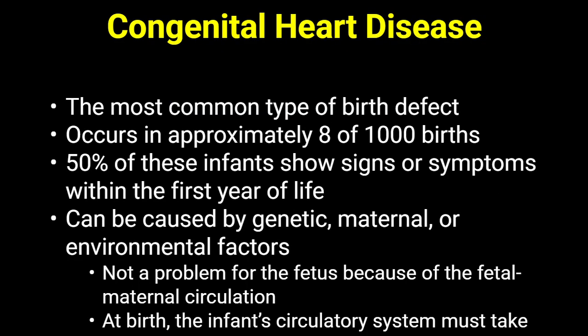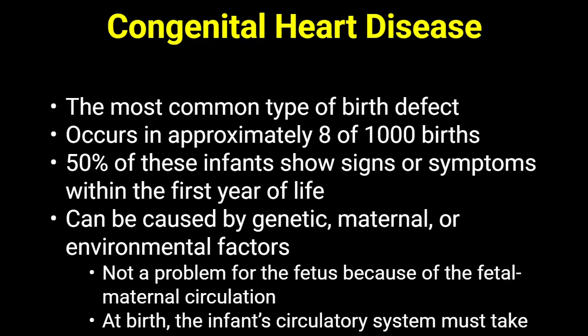Congenital heart disease is the most common type of birth defect, occurring in about 8 of 1,000 births. Half of these infants show signs within the first year. Causes include genetic factors, maternal factors such as diabetes or infections, and environmental exposures. Importantly, congenital heart disease is not a problem for the fetus because of the fetal-maternal circulation.